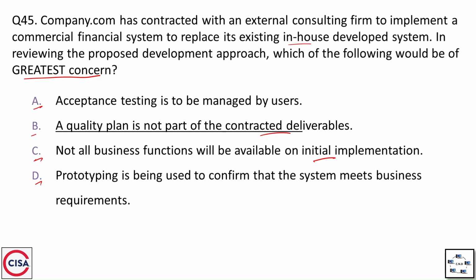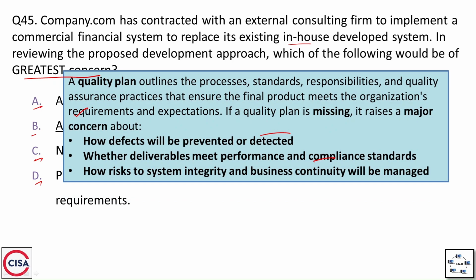And the correct option is option B, a quality plan is not part of the contracted deliverables. So a quality plan outlines the processes, standards, responsibilities, and quality assurance practices that ensure the final product meets the organization's requirements and expectations. If a quality plan is missing, it raises a major concern about how defects will be prevented or detected, whether deliverables meet performance and compliance standards, and how risk to system integrity and business continuity will be managed.